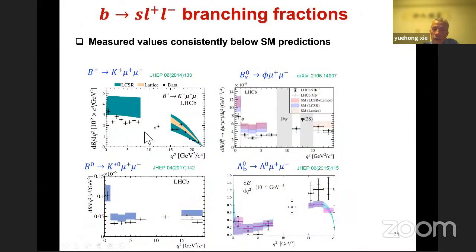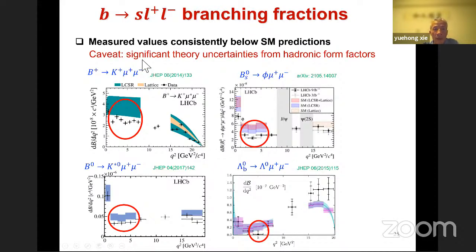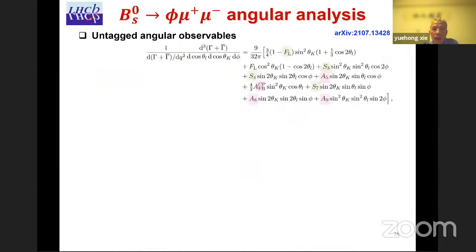Actually, this kind of discrepancy in the decay rate is not alone in Bs to phi mu mu. It is also observed in other decays such as B to K mu mu, B0 to K star mu mu, and lambda b to lambda mu mu. However, as we know, the decay rate suffers significant theoretical uncertainties from hadronic form factors. Therefore, in order to have a better look, angular analysis is a better way to study new physics effects.